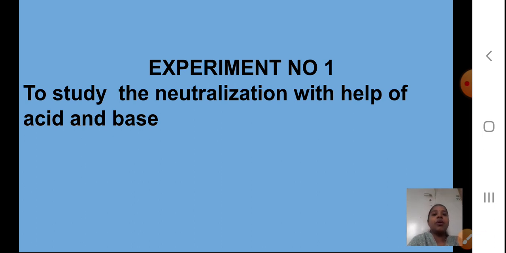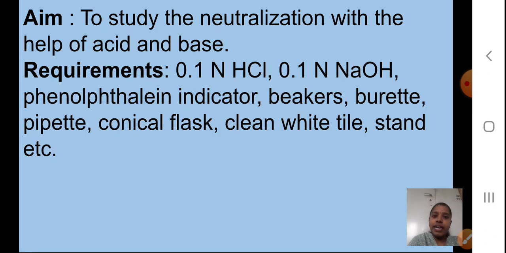Now what is our aim? Our aim is to study the neutralization with the help of acid and base. Now students, we have already completed the lesson about this neutralization reaction, right? That acid and base react together. You have studied what is a neutralization reaction. So we are going to perform it and verify. We'll see how we are going to perform that experiment.